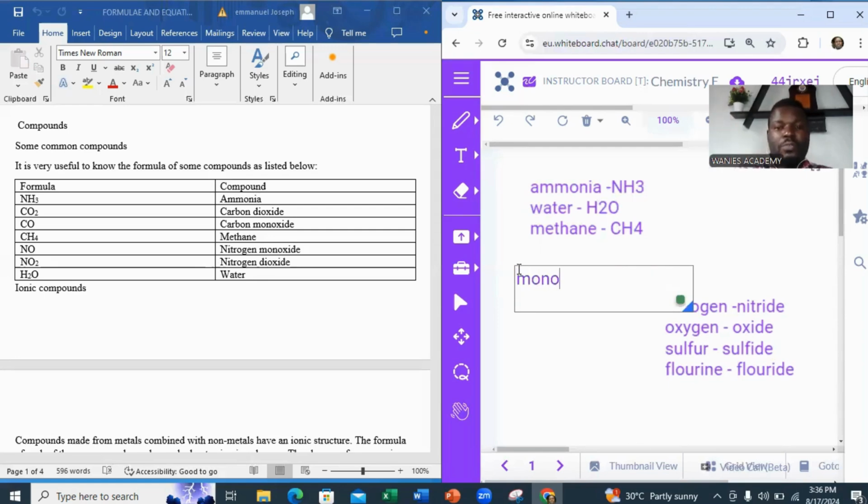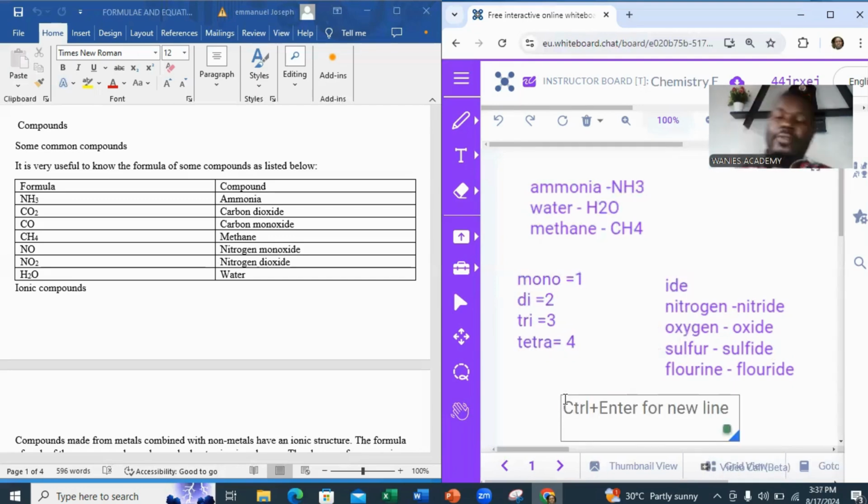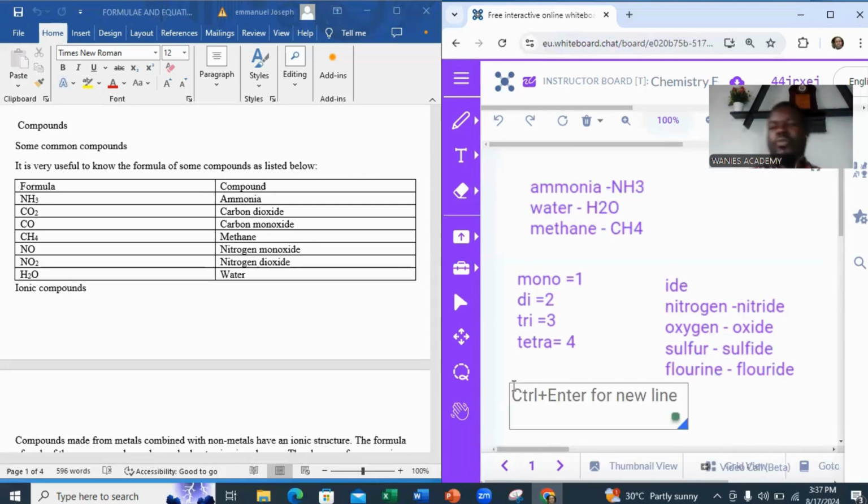Take, for example, when we hear the word mono, it simply means one. Di means two, and tri means three. Of course, four is tetra. So we use all of these to indicate the number of ions in a particular compound. So we'll pick other examples on this table and see how easy it is to write their formulas just by reading their name. Take for example carbon dioxide.